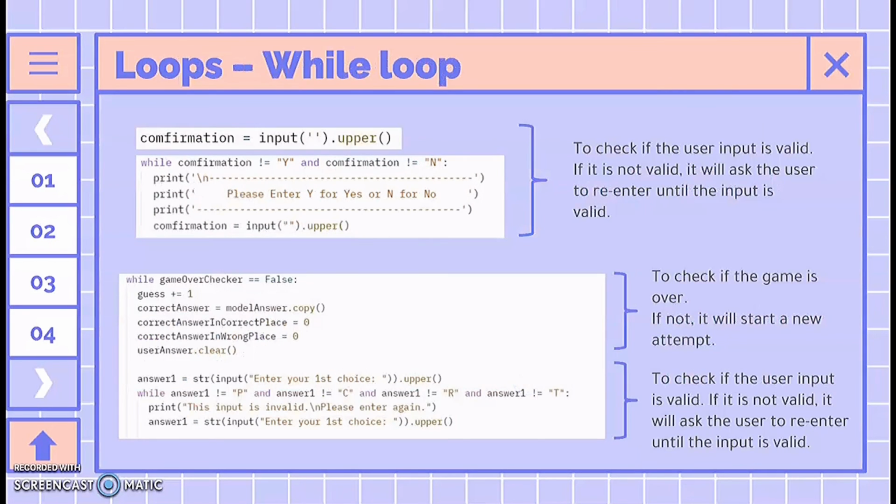Next, we come to the while loop. The first while loop here is to check if the user input is valid. If it is not, it will ask the user to re-enter the input. The second while loop is to check if the game is over. If not, it will start a new attempt. And finally, the last while loop here is also to check if the user input is valid.